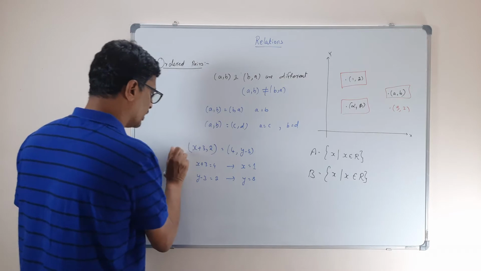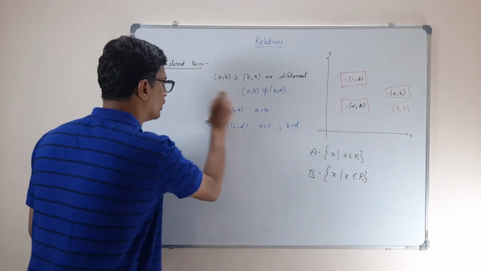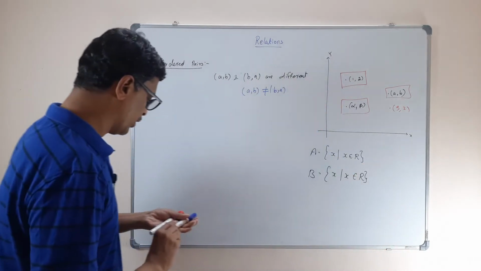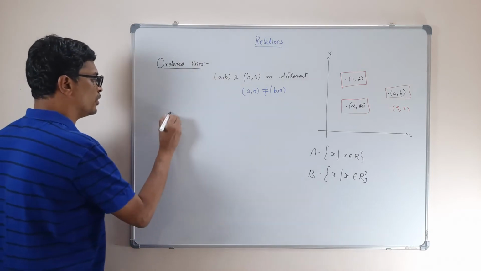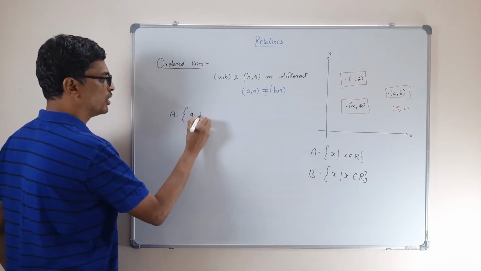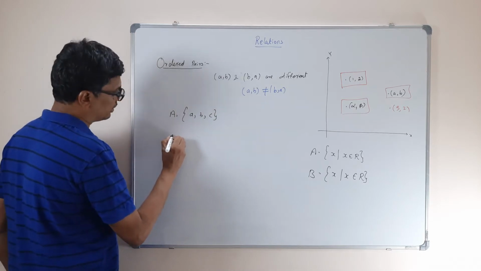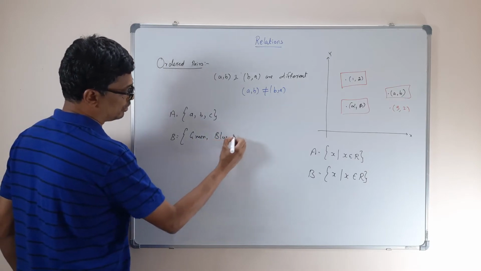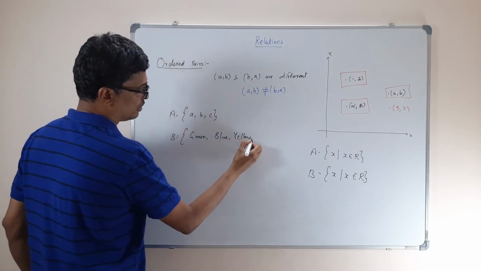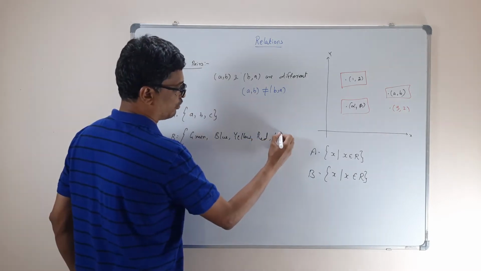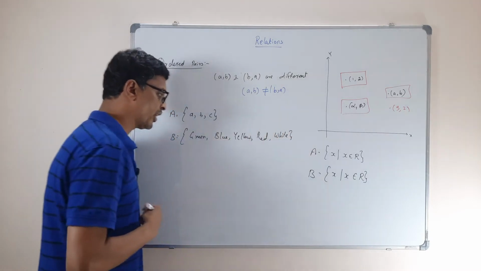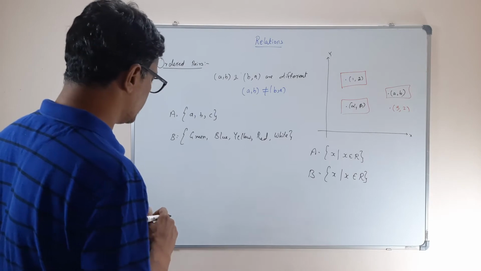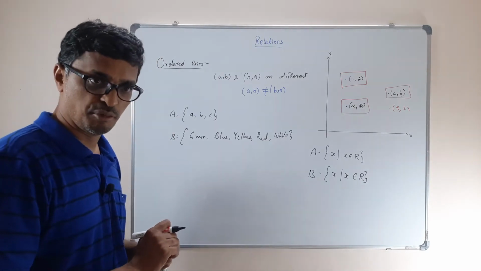So now, this is what we have done. Let me take back the problem again. Let us write down the same problem. There are how many boys? 3 boys. So let the set A be A comma B comma C. And B is the set of colors of the t-shirts: green, blue, yellow, red, and white. Correct? 5 color t-shirts.